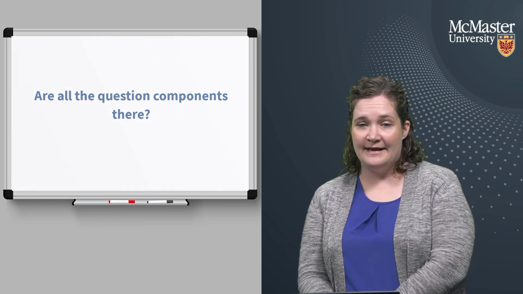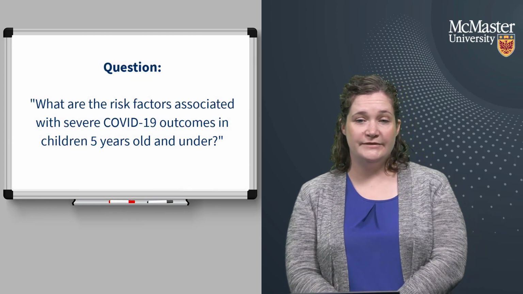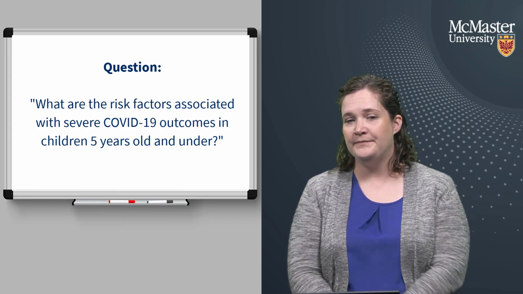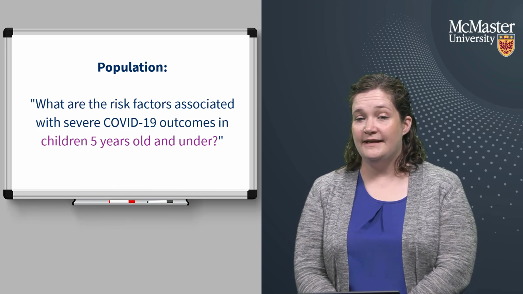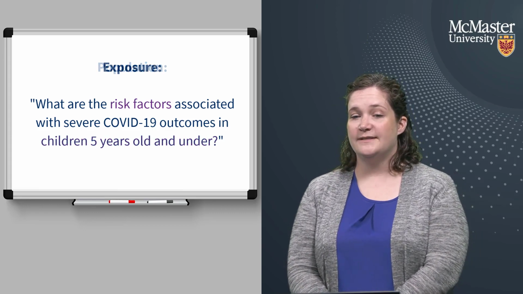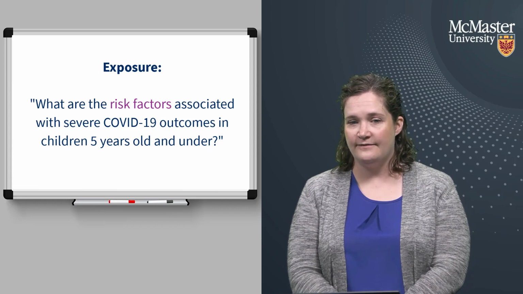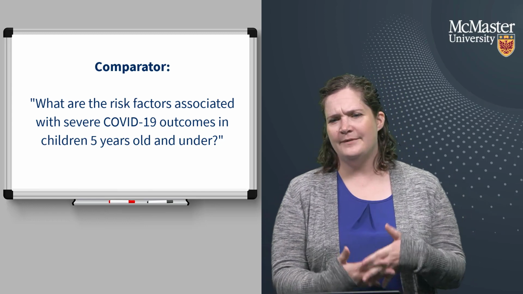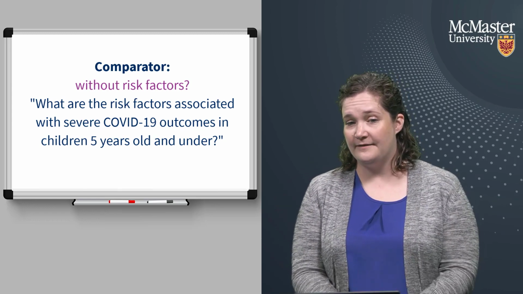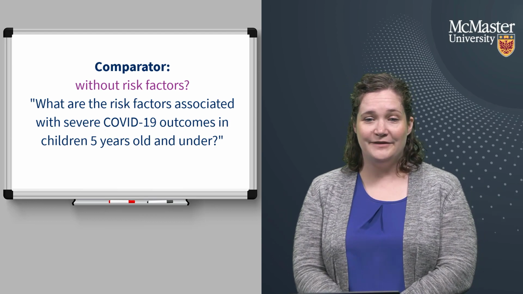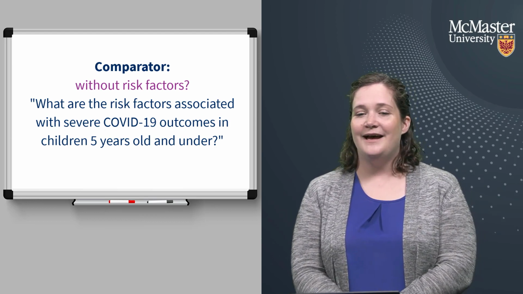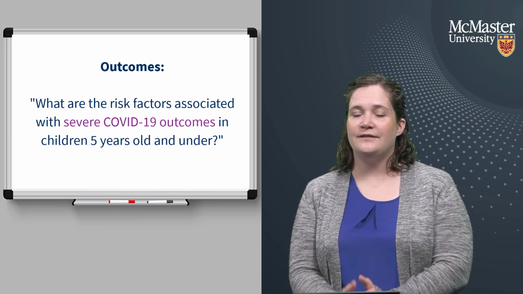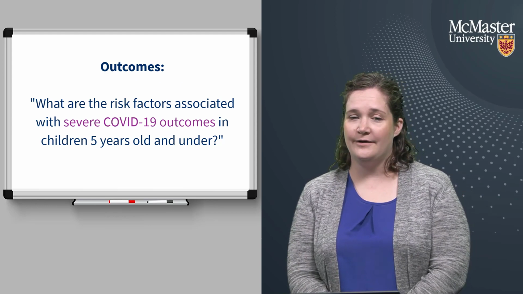The question was written as, what are the risk factors associated with severe COVID-19 outcomes in children 5 years old and under? From this, we can see the population is kids 5 and under. The exposure is very loosely defined as risk factors. The comparator wasn't explicitly listed, but we can pretty much infer that it's compared to kids without risk factors. I'm not usually too picky about the comparator being listed in the question, mostly because the question can get really wordy and awkward. And then for outcomes, the outcomes are listed as severe COVID-19 outcomes.